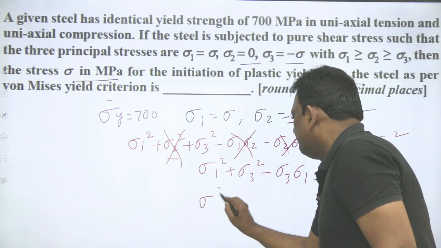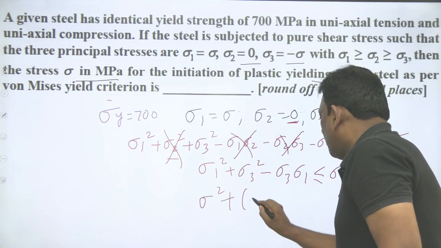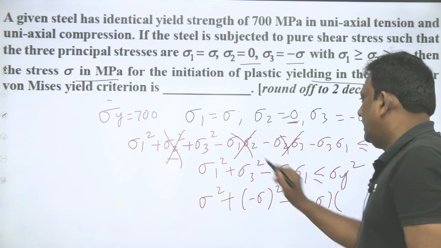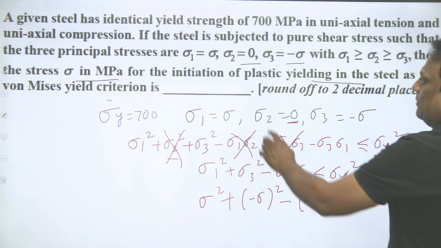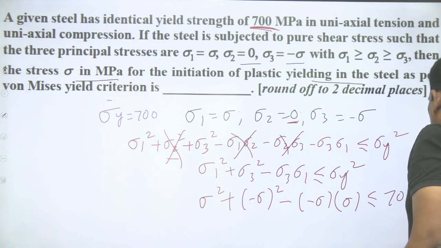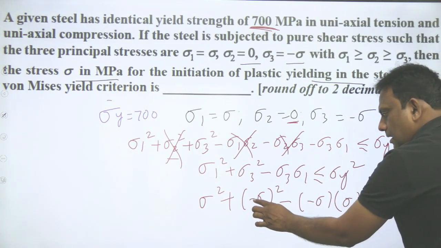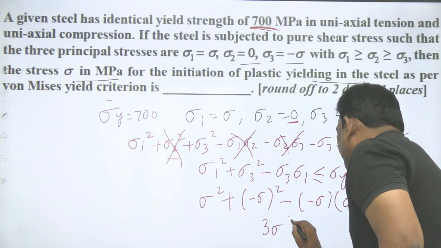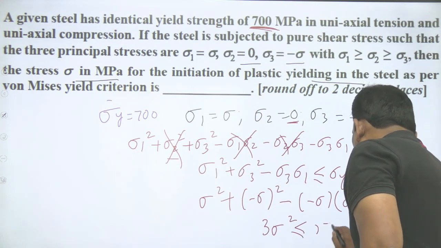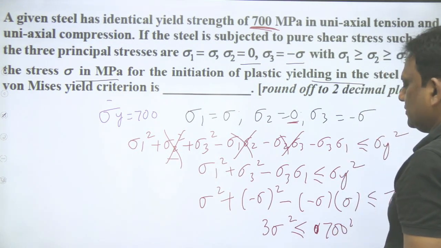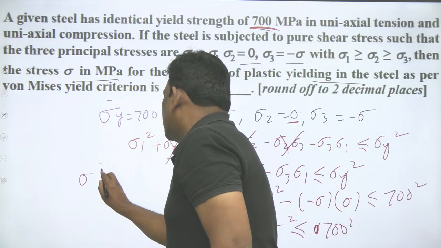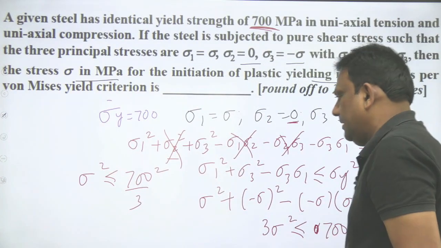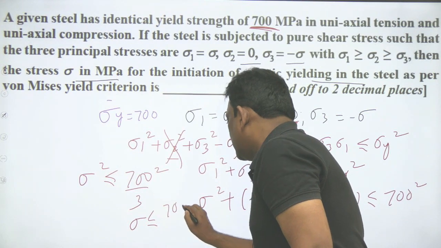Sigma 1 is sigma and sigma 3 is minus sigma. I have just substituted: minus sigma 3 is minus sigma into sigma 1 is sigma, and that should be less than or equal to sigma yield square, which is 700 square. So minus of minus is plus, and we get sigma square plus sigma square plus sigma square, which is 3 sigma square, less than or equal to 700 square. So sigma square is less than or equal to 700 square by 3, or sigma should be less than or equal to 700 by root 3.